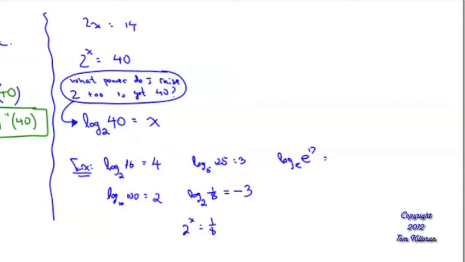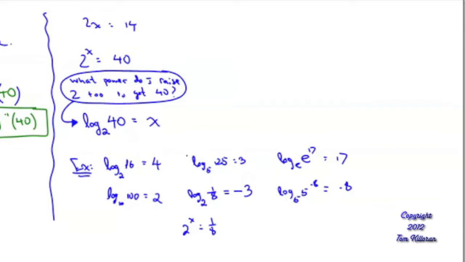You, staring you in the face. What power do you have to raise e to get to e to the 17th? 17. It's right there, 17. Log base e and e are inverse functions. When they run into each other, what happens to them? They go poof, and what are you left with? 17. Log base 5 of 5 to the negative 8th power. Negative 8. Makes life kind of easy when they're written that way.